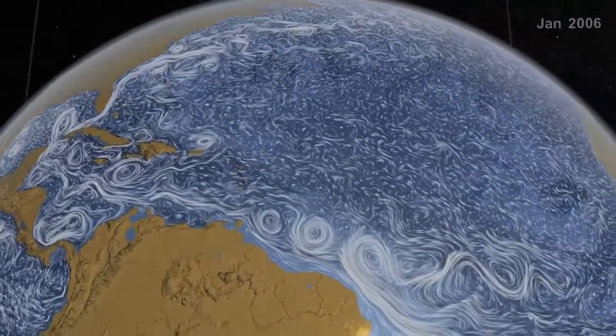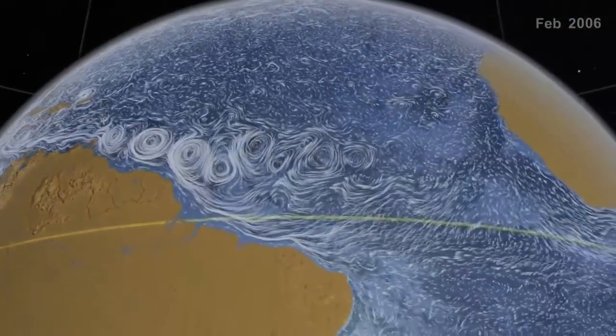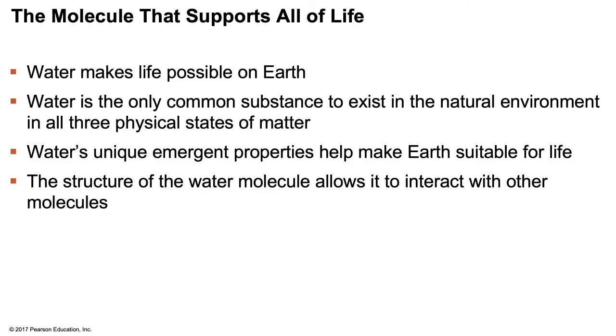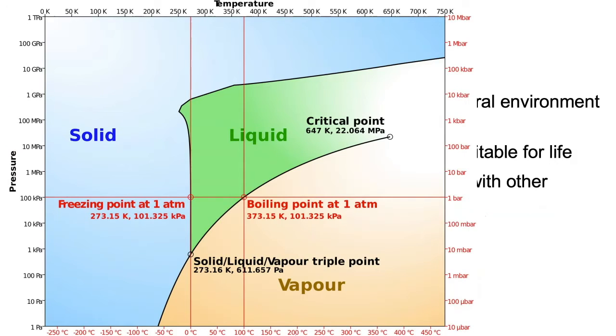As oceans were the birthplace of life, water's properties are quite suitable to the continuation and support of living organisms. Water exists in 3 phases on Earth: solid, liquid, and gas. In fact, water is the only common substance to exist in the natural environment in all 3 of these physical states of matter. Here is a phase diagram of water.